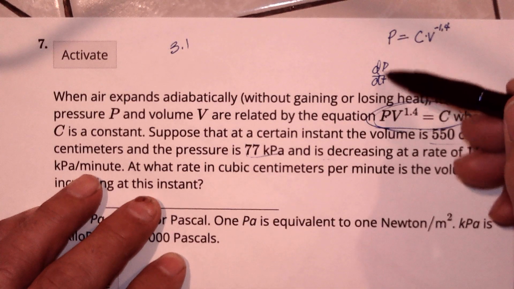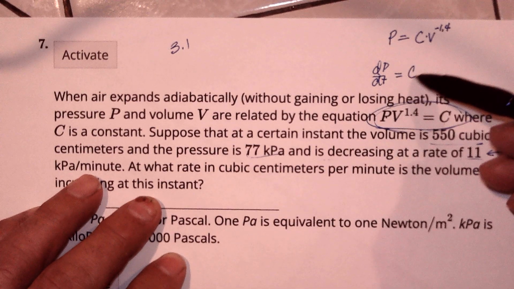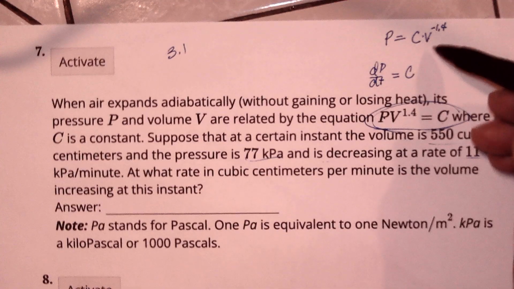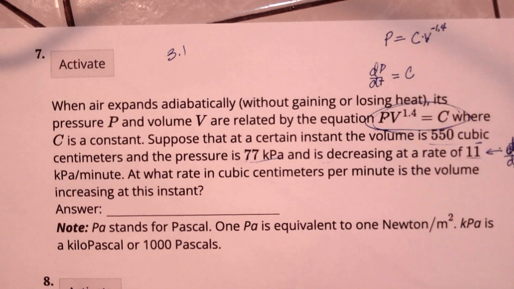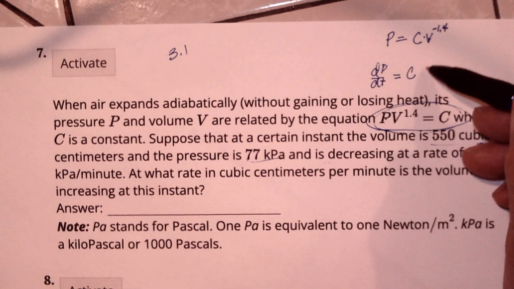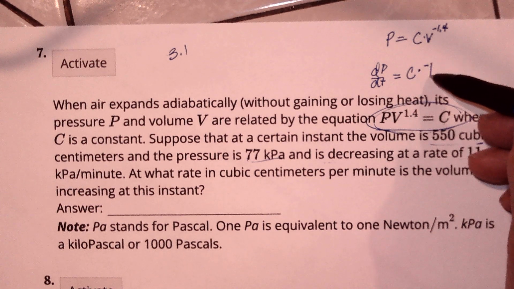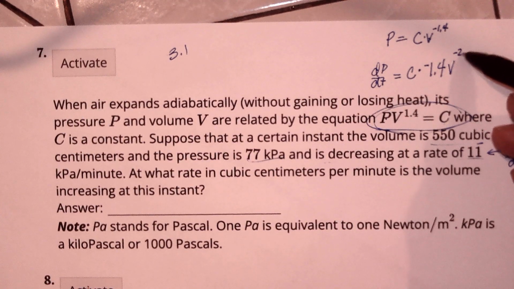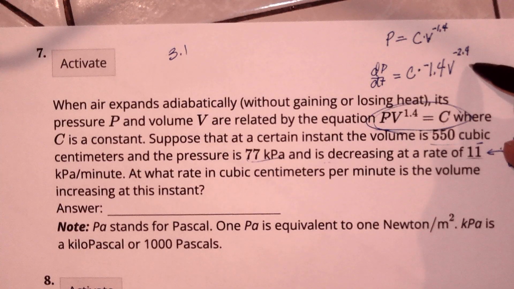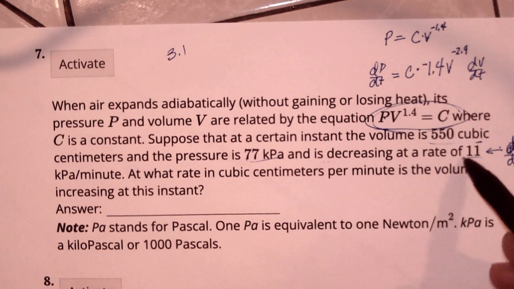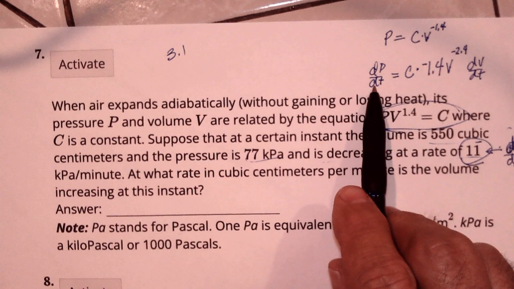So the derivative of pressure with respect to time is equal to a constant times the derivative of the volume with respect to time. So the derivative of this is going to be negative 1.4 V to 1 less than that, negative 2.4. And this was V, not T, so dV/dt. The 11 is dP/dt.